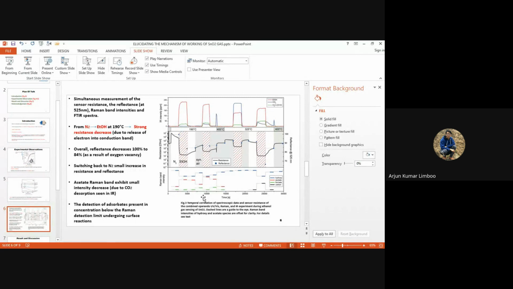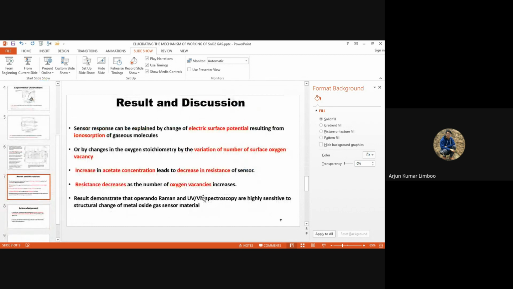So overall, this graph can detect the absorbate present in the concentration where the Raman detection is limited. Moving to the next slide, result and discussion. Our sensor response can be explained by the electrical surface potential, which results from ionization of gas molecules, or by the change of oxygen stoichiometry by the variation of the number of surface oxygen vacancies. An increase in the acetate concentration and oxygen vacancy leads to a decrease in resistance.